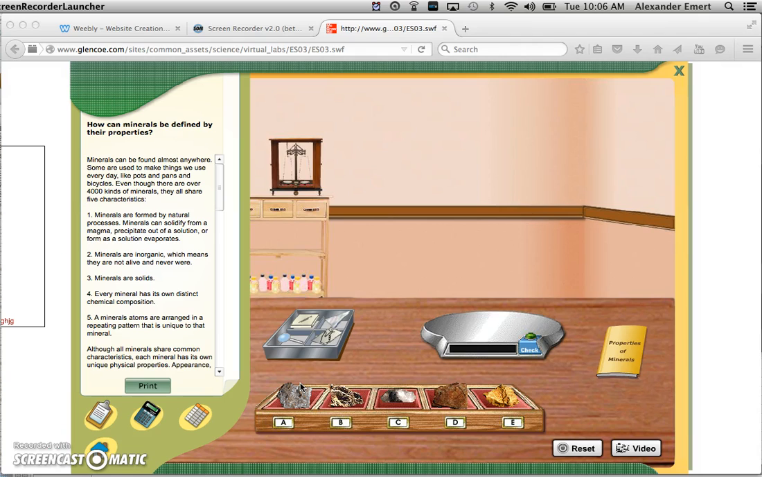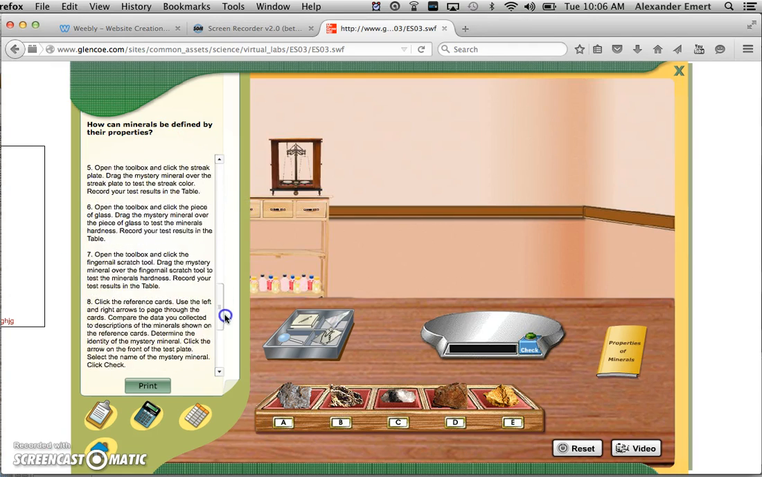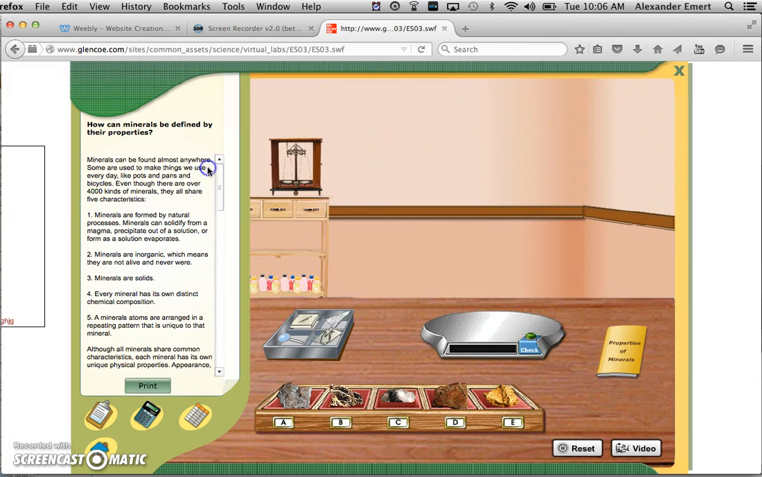The first thing you'll want to do in our lab is come down here and click video, which will give you an introduction to the lab. Note that there is also another information panel right over here, which gives you a lot of information and instructions on how to do things. Okay?